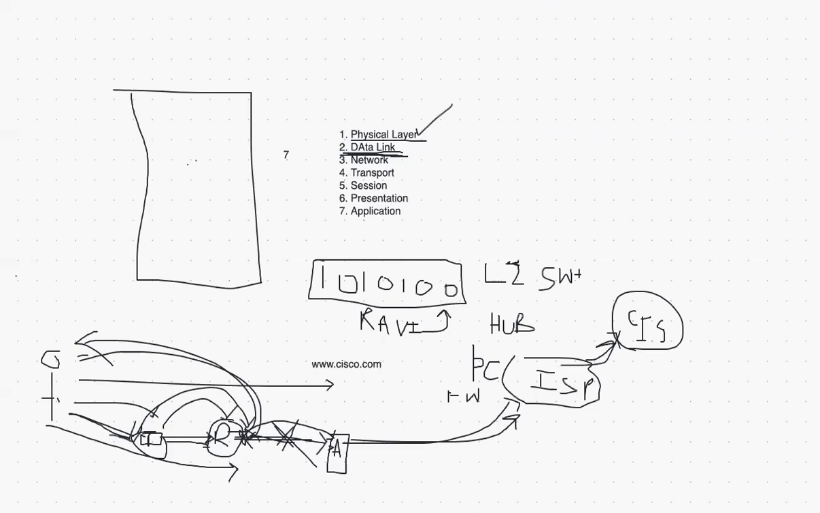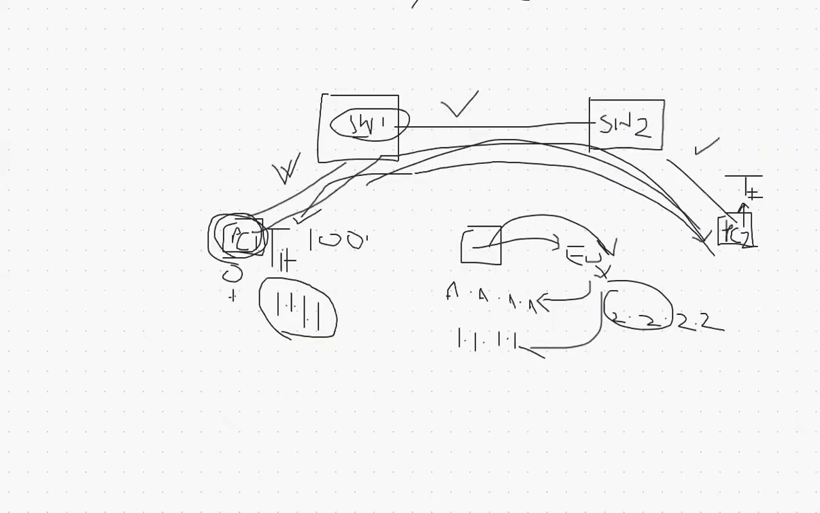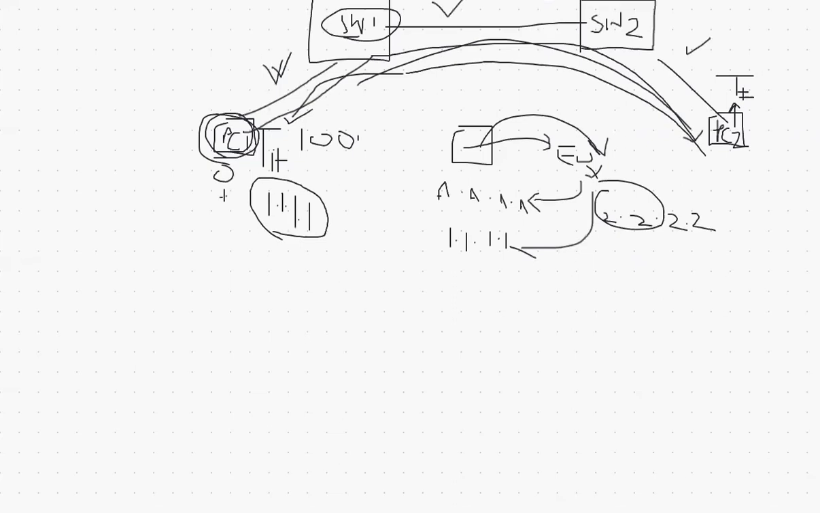So that's about the network layer. So what is the problem with the network layer? For example, PC1, PC2, same example.